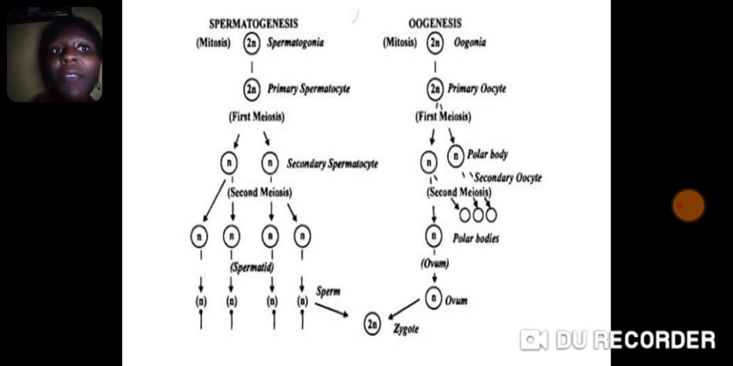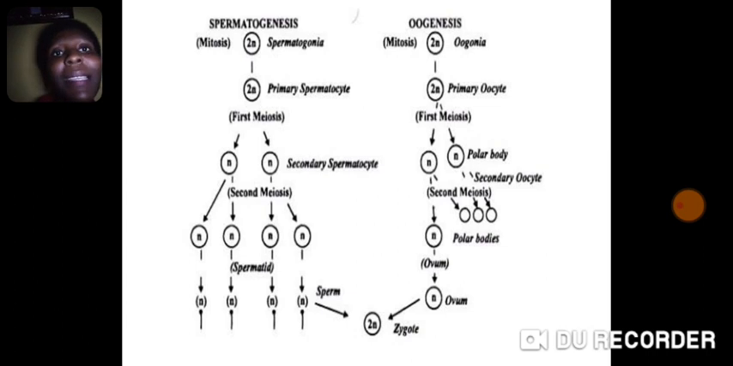And at puberty, the first meiosis happens in the male animal, which includes male human beings. So the first meiosis will entail that the primary spermatocyte differentiates to become two secondary spermatocytes. And then the second meiosis will happen. Each secondary spermatocyte will produce 2 spermatids, giving a total of 4 spermatids.